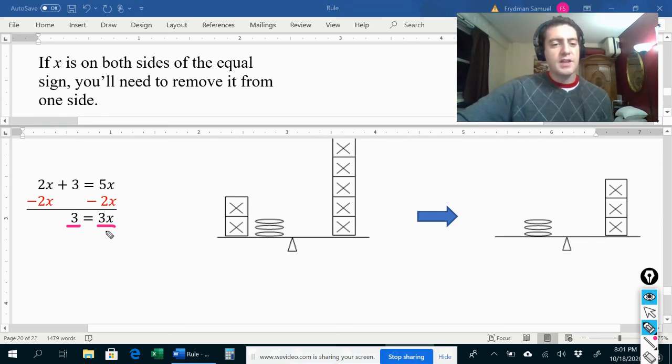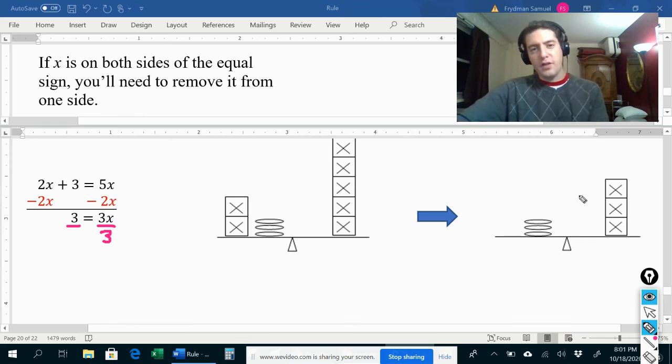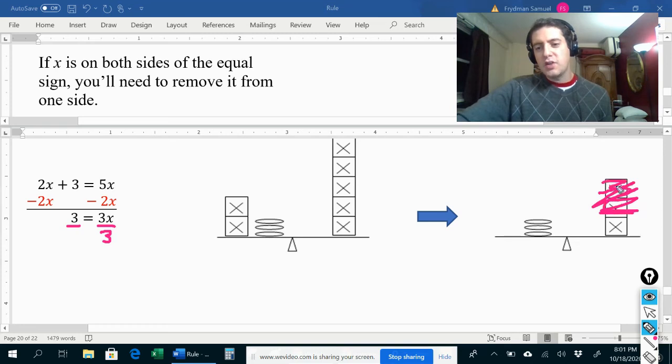So if I divide this side by 3, what does that mean? That means I only have a third as much weight as I used to have on the right side. So if I had 3 x's before, now I only have a third as much. So now I only have 1x over here.